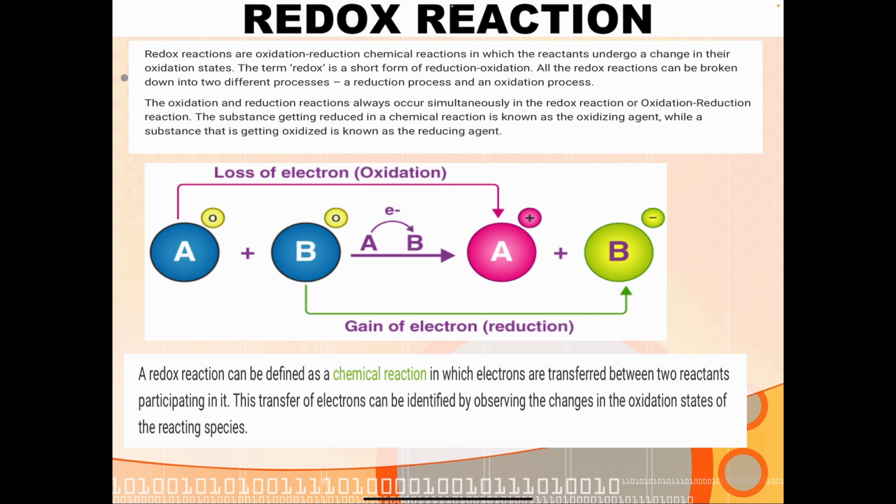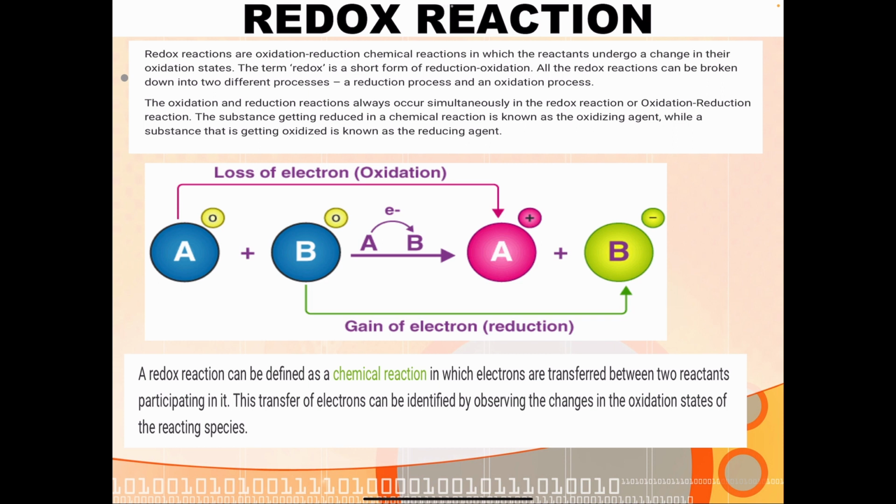Now look at this diagram. In this diagram, you'll see on the left hand side A and on the right hand side A positive. You will see that there is loss of electron from the reactants to the product side. So that there is loss of electron and therefore that is known as oxidation. Whereas if you look at the B, one is the blue color B and one is the green color B. So in the product side, you will see a negative sign. So there is gain of electrons.